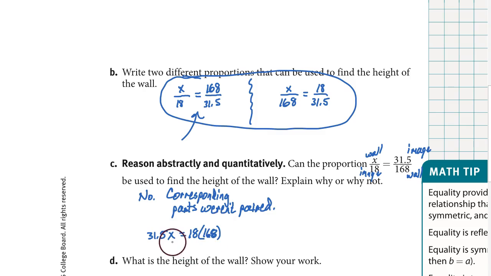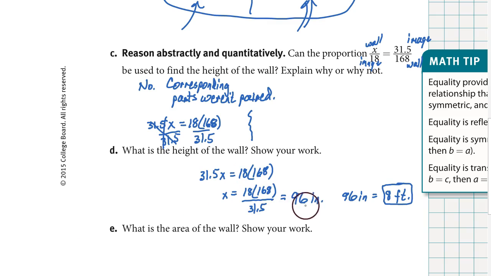Then, to get the letter x alone, we divide by its coefficient, 31.5, on both sides of the equation. That crosses away and the letter x is alone. You'd take a calculator and type in this math problem and you'd have the answer for x. Now I'm going to pause the video. Please use the second proportion that we created and solve it with cross multiplication.